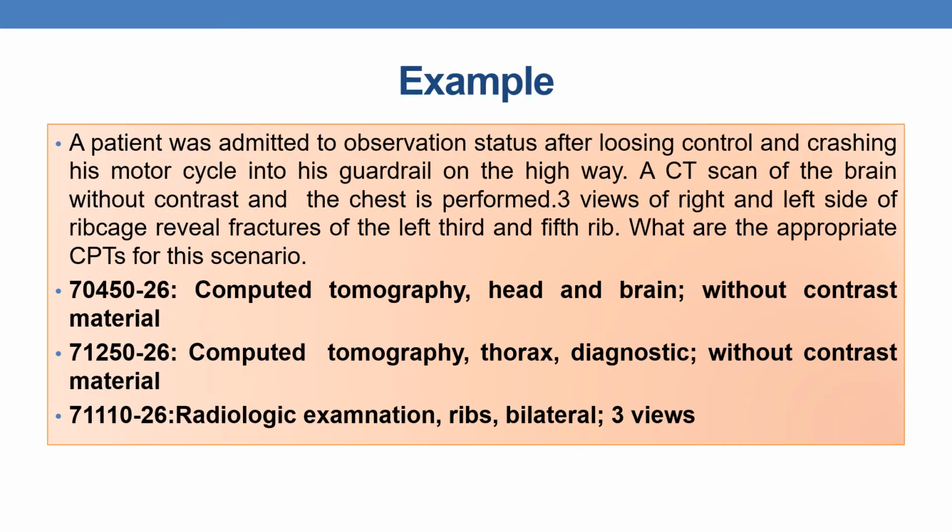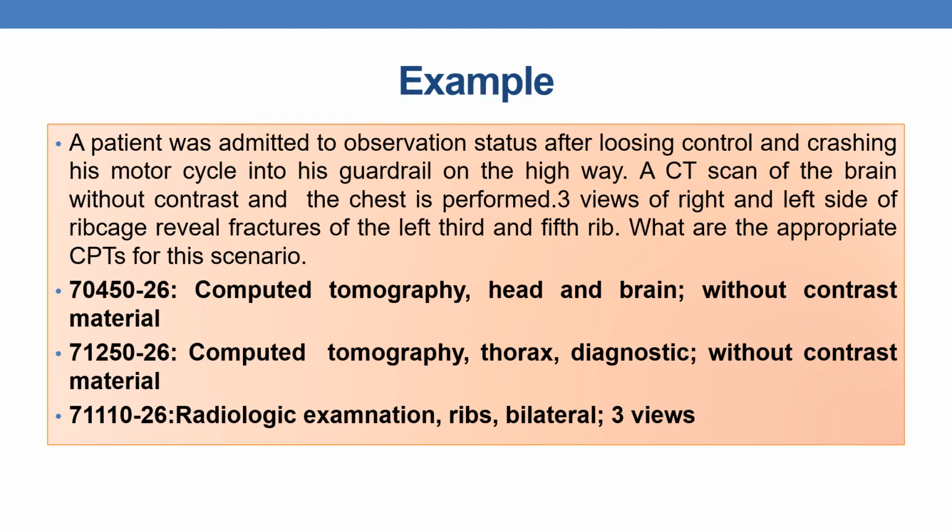Now let us discuss one more example. A patient was admitted to observation status after losing control and crashing his motorcycle into a guardrail on the highway. A CT scan of brain without contrast and chest is performed. 3 views of right and left side of rib cage reveal fractures of left third and fifth rib. What are the appropriate CPTs for this scenario?